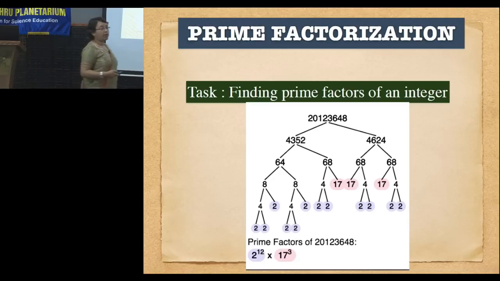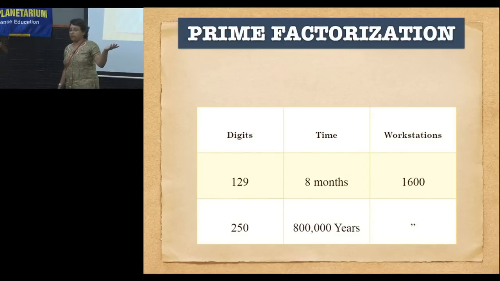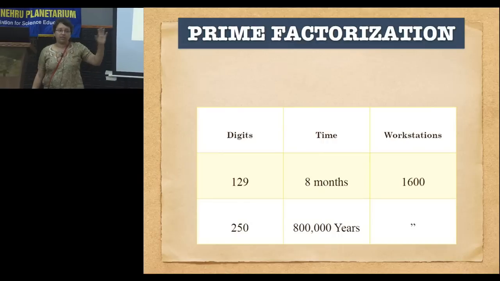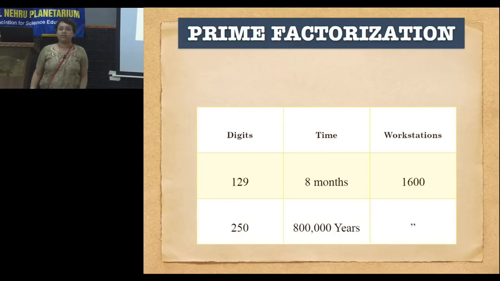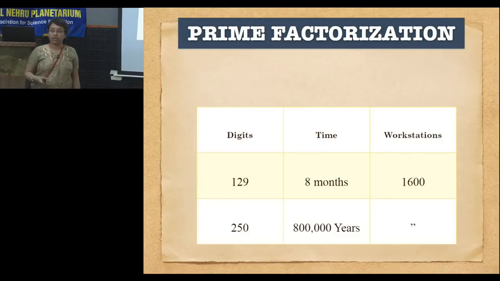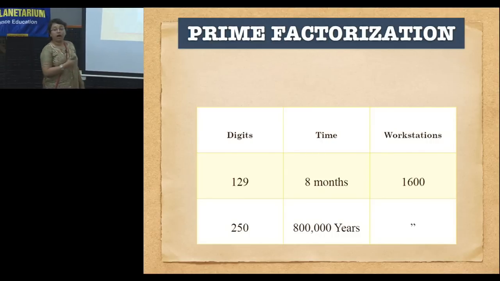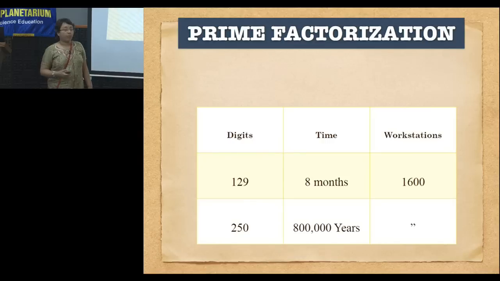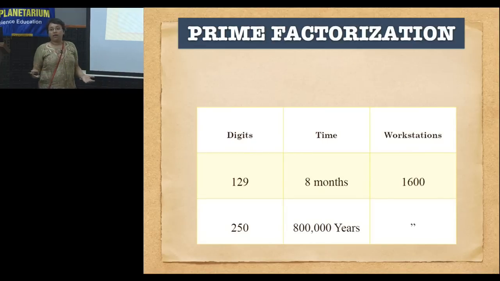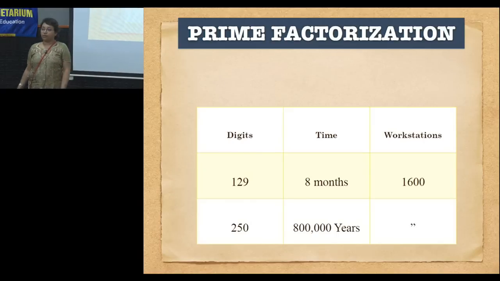Now I become more ambitious, and I say, okay, I give you a 125-digit number. Then you can just search on Google, and you will be able to find this data: if you work with almost 1600 workstations, then for an arbitrary 125-digit number, it may take 8 months to solve this problem. And if you have double the digits, that means a 250-digit number, then it may take years, which is unreasonable. It's almost the age of the universe.